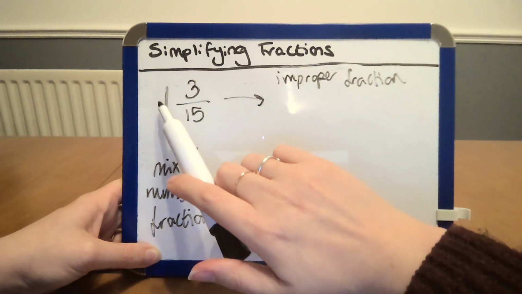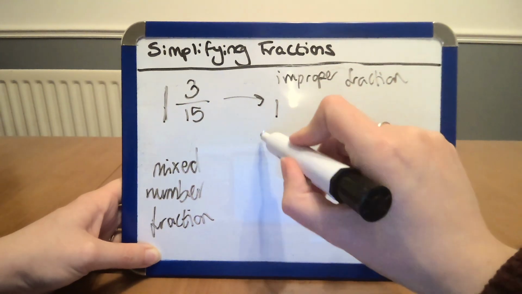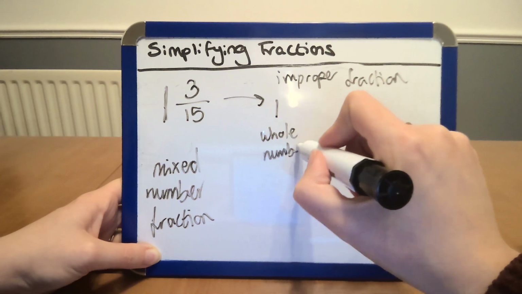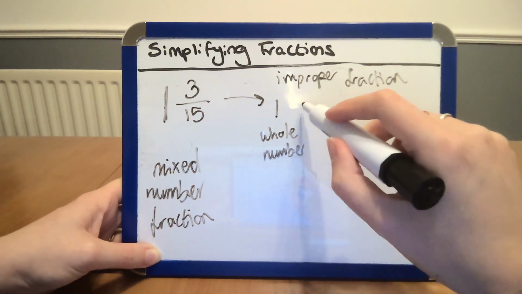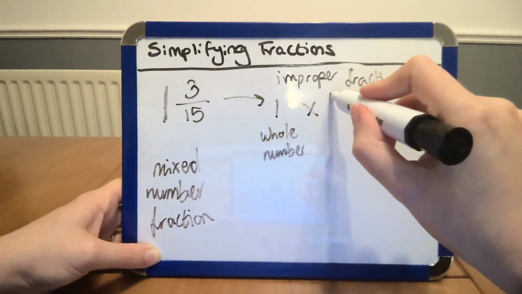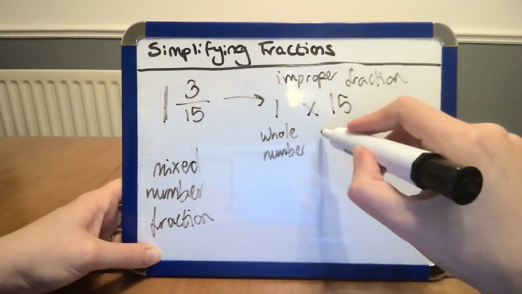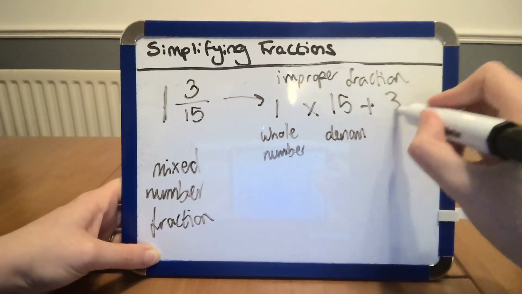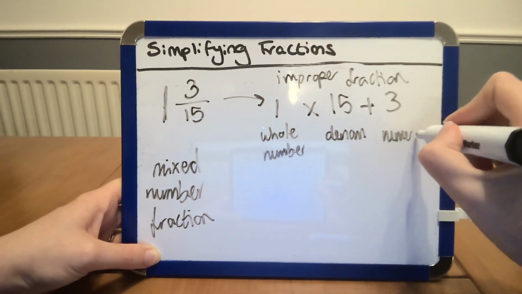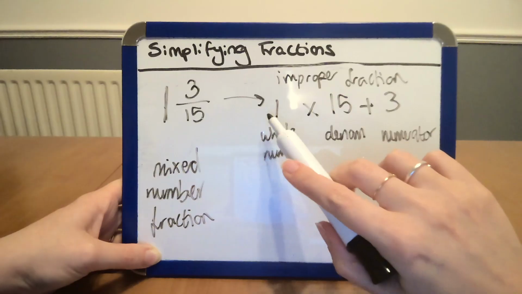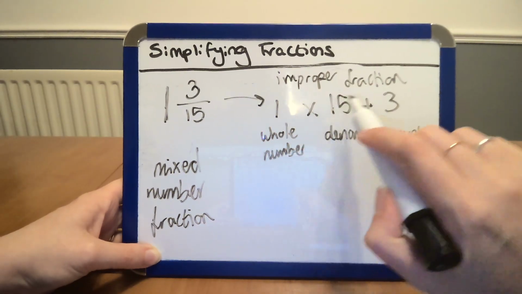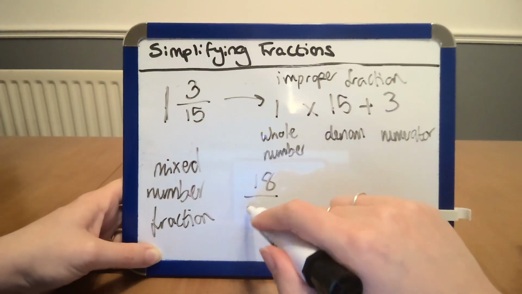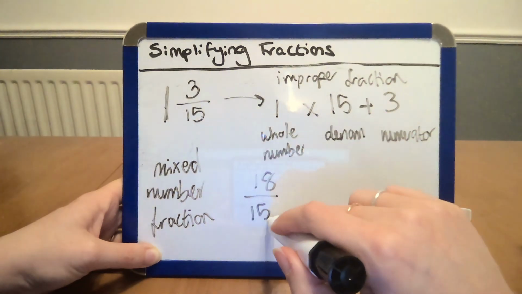And I do this by taking the whole number, multiplying it by the denominator, which is the bottom number, and adding the numerator. So 1 times 15 is 15, plus 3 is 18, so my new fraction is going to be 18 over 15 because the denominators stay the same.